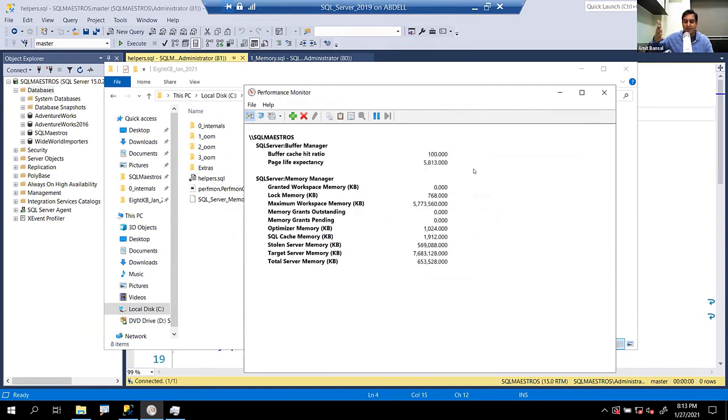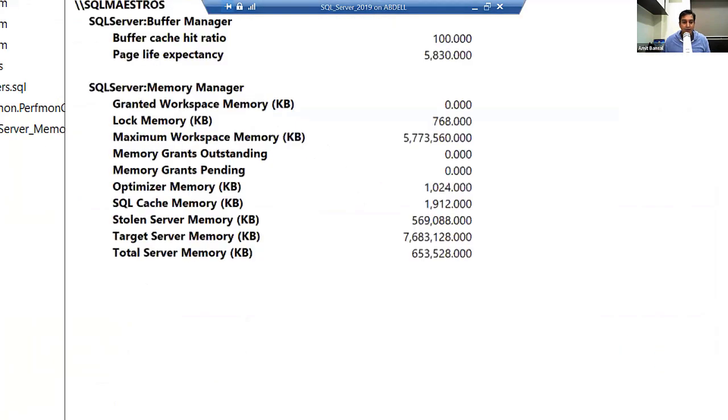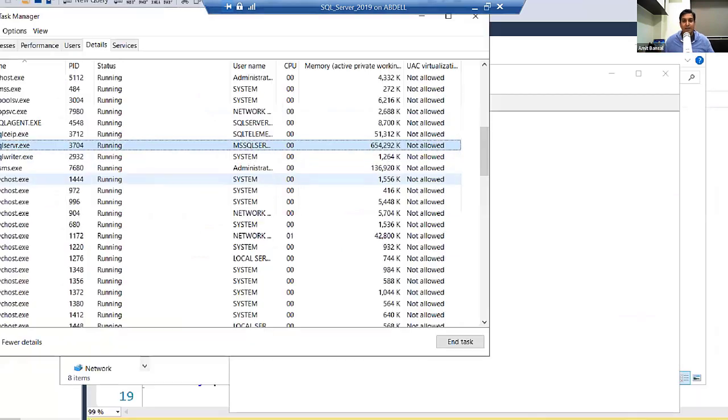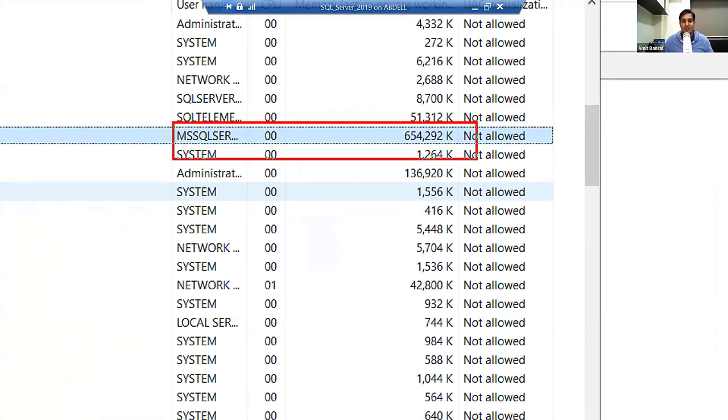Talking about PLE, just to digress a bit, there are DMVs that give a whole lot of information, and we may sometimes not go and look into PLE, but I brought this up in the PerfMon counter because some of you might still be using many of these counters. Total server memory is 653 right now, you can see. Let's go and look at the taskbar. In the taskbar, about 650 MB is what the SQL Server process is using.